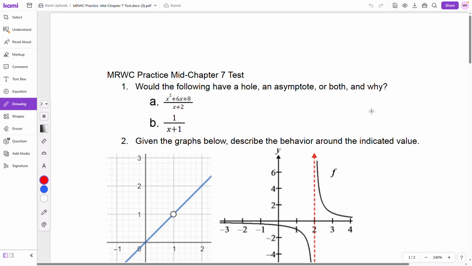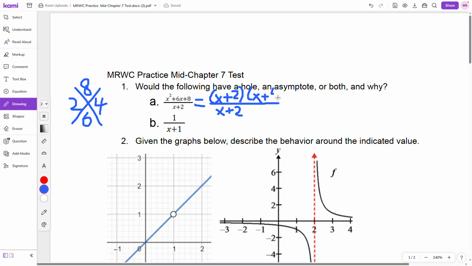Would the following have a hole, an asymptote, or both, and why? Well, my friends, you know what the first thing is you're supposed to do? Factor. Okay, so the denominator is already given, basically. But the numerator, x squared plus 6x plus 8: what multiplies to 8 and adds up to 6? Why, 2 and 4, of course. They're all pluses. So this is x plus 2 times x plus 4.